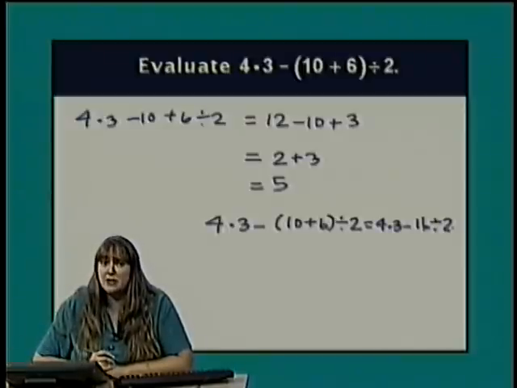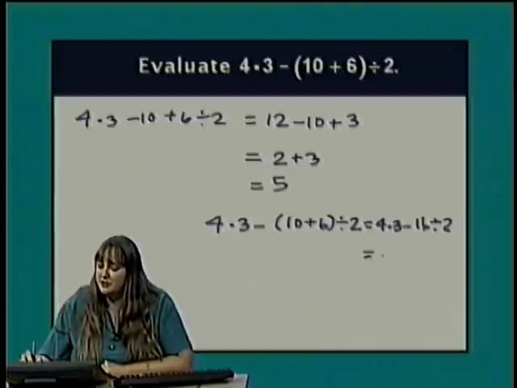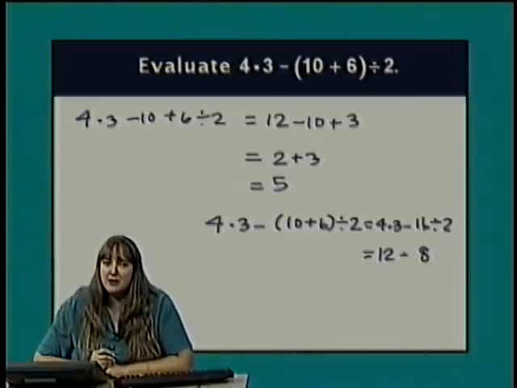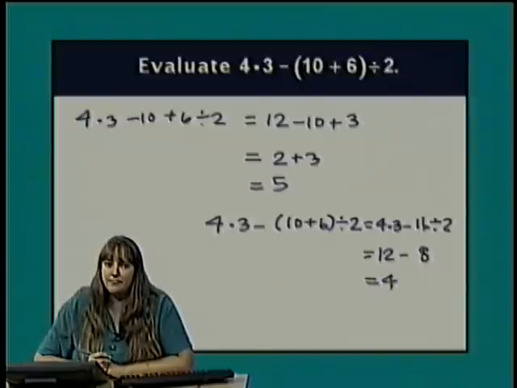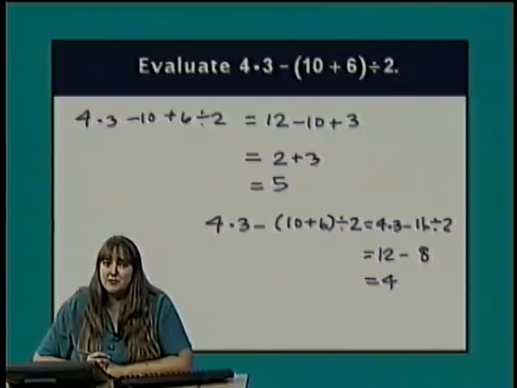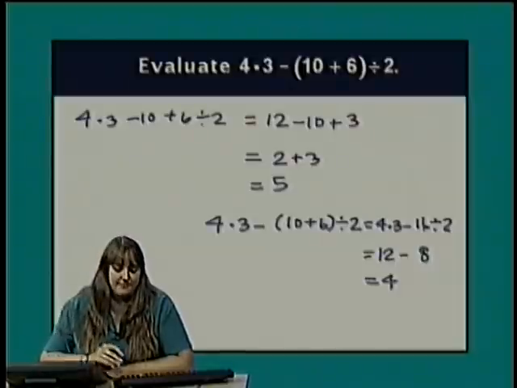Now I have a multiplication, a subtraction, and a division. Multiplication and division come before subtraction in the order of operations. So let's find 4 times 3 is 12. 16 divided by 2 is 8. And I'm subtracting these numbers. 12 minus 8 is 4. Notice we did get different results when we put the parentheses in. Our first example, we got 5. This example, we got 4. Grouping symbols change the order of operations.